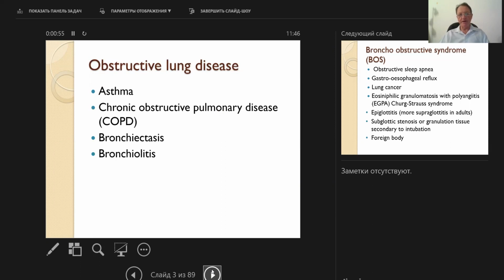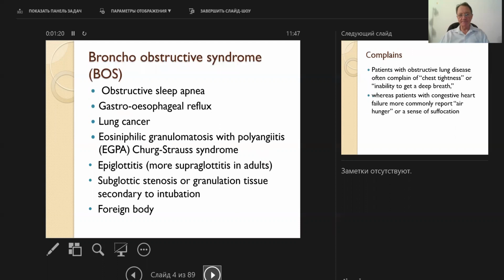In this slide, you can see the main diseases which lead to the syndrome of obstructive lung disease, airflow limitation syndrome, including such diseases as asthma, chronic obstructive pulmonary disease, bronchiectasis, bronchiolitis, obstructive sleep apnea, gastroesophageal reflux, lung cancer, eosinophilic granulomatosis with polyangiitis, past name Churg-Strauss syndrome, epiglottitis, subglottic stenosis, and foreign body.